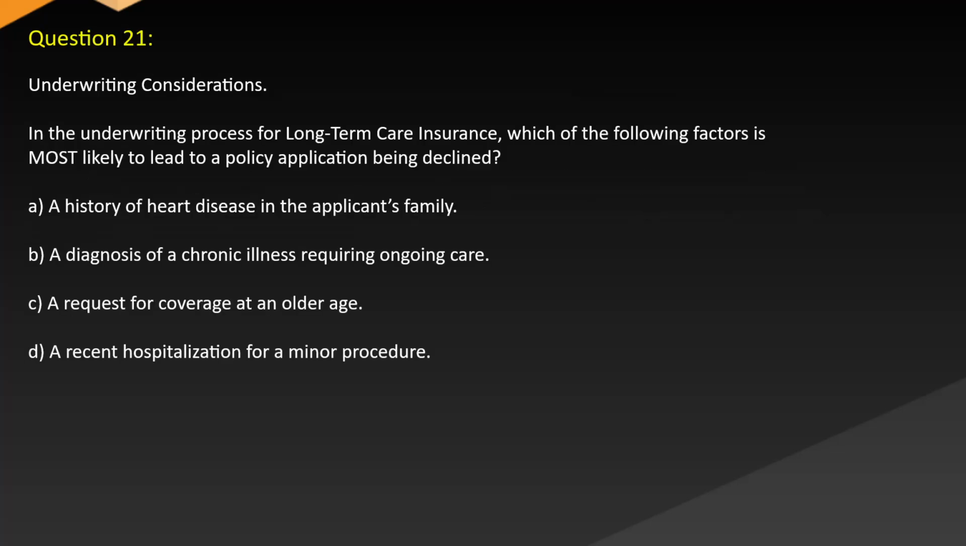Question 21. Underwriting considerations. In the underwriting process for long-term care insurance, which of the following factors is most likely to lead to a policy application being declined? A. A history of heart disease in the applicant's family. B. A diagnosis of a chronic illness requiring ongoing care. C. A request for coverage at an older age. D. A recent hospitalization for a minor procedure.